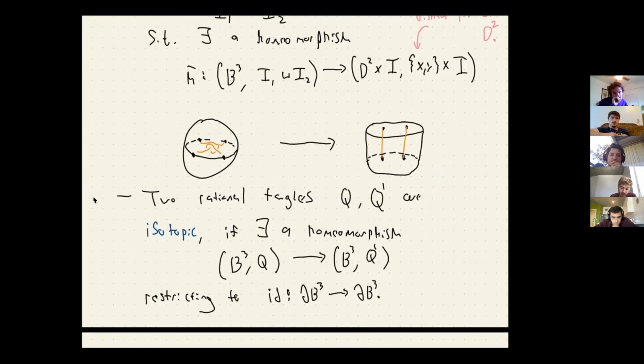Okay, and then we have that two rational tangles are considered isotopic if there exists a homeomorphism of the ball with itself, which sends the first tangle to the second tangle, so Q to Q prime. And also we require that this homeomorphism restricts to the identity map on the boundary copy of S2. So basically what's going on there is we've got this ball and we can swish around like liquid on the inside, but the boundary is fixed. So in particular, the points where the two arcs are nailed down are fixed.